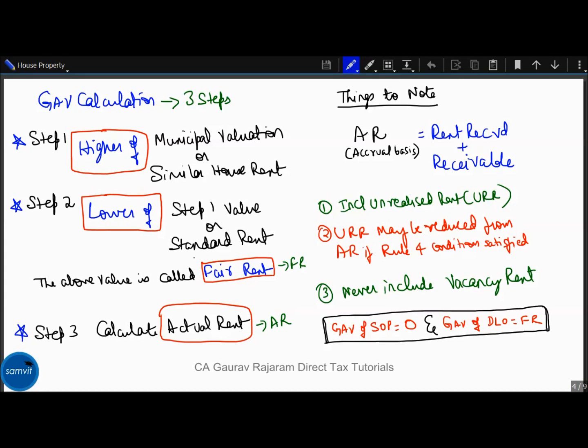Remember, never include the vacancy period rent, that is the rent for the period for which the house was kept vacant. The GAV of a self-occupied is 0 and the GAV of a deemed let out is the FR.